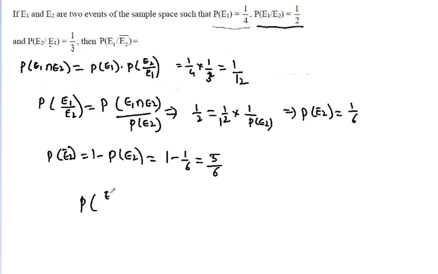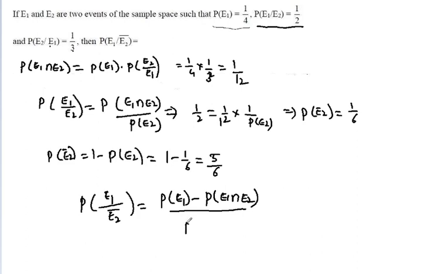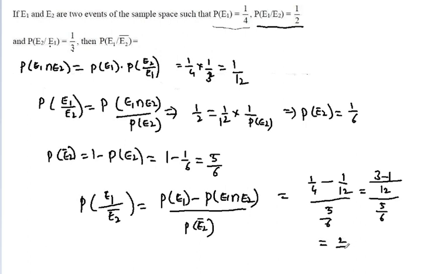Now we find P of E1 by E2 bar. This is the formula: probability of E1 minus P of E1 intersection E2 by P of E2 bar. P of E1 is 1 by 4 minus P of E1 intersection E2, that is 1 by 12, by P of E2 bar, whose value is 5 by 6. Take LCM 12, so 3 minus 1 by 12 by 5 by 6, that is 2 by 12 into 6 by 5. The 6s cancel, that is equal to 1 by 5. Therefore, probability of E1 by E2 bar is 1 by 5.